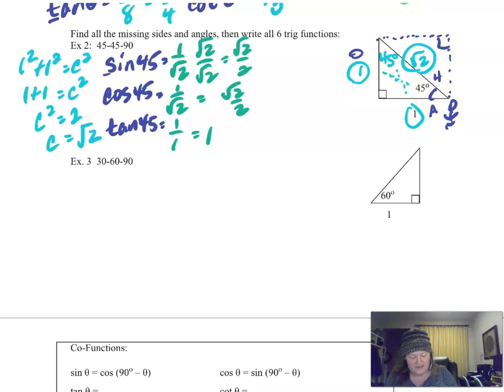So if it starts with an s, I'm going to go for cosecant of 45. If it starts with a c, I'm going to go for secant of 45. And if it starts with a t, we're going with cotangent of 45.